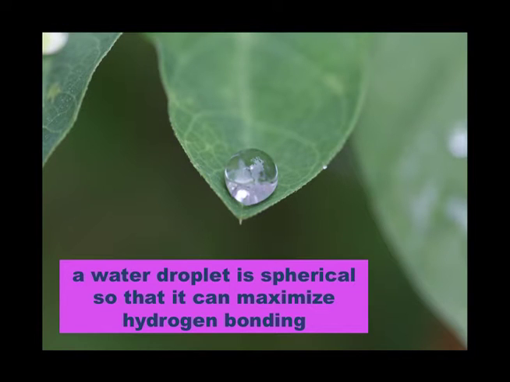We can see this in a drop of water, which will be roughly spherical. The sphere is the shape that minimizes surface area, so a water droplet will adopt this shape to maximize the hydrogen bonding that is occurring in the droplet. Of course, if this droplet becomes larger, other effects like gravity and air resistance come into play, and it will not remain spherical for long. But in a tiny droplet, we can see this effect quite pronounced.